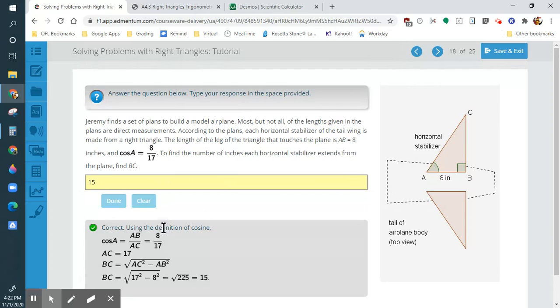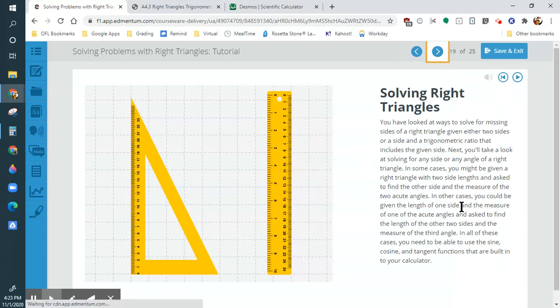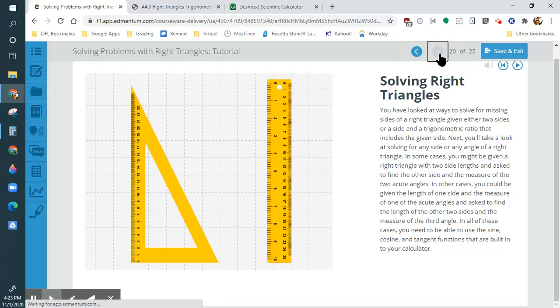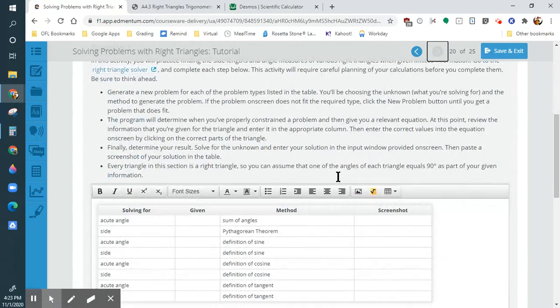So we're just using the Pythagorean theorem here. We could have used other things, but the main idea here was cosine is adjacent over hypotenuse, so our hypotenuse had to have been 17. That was the big reveal here. All right, solving right triangles. You looked up ways to solve this. So let's do our next activity.